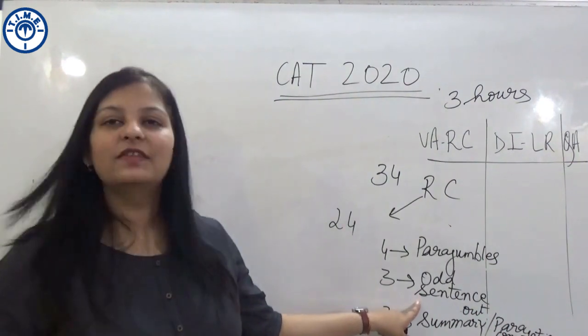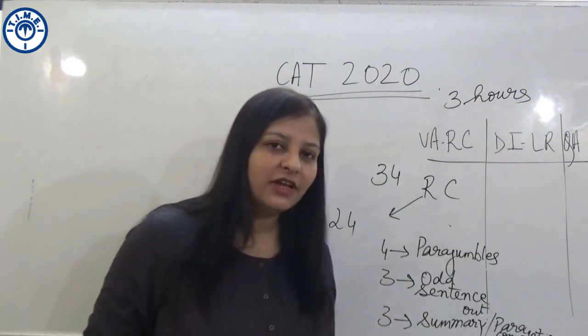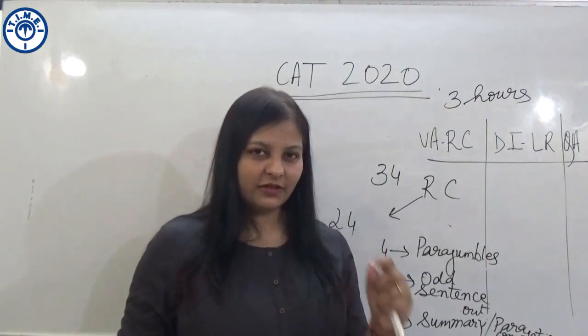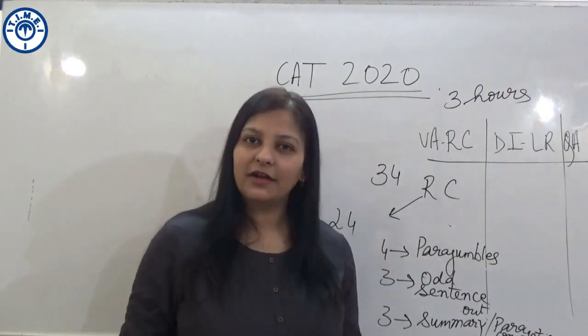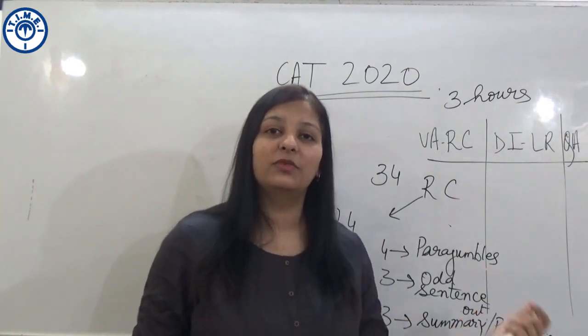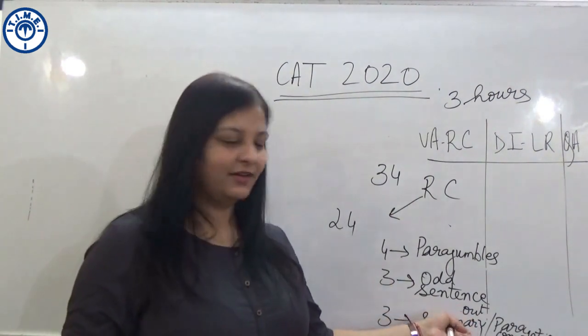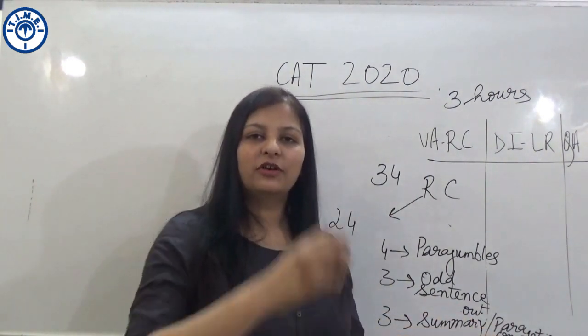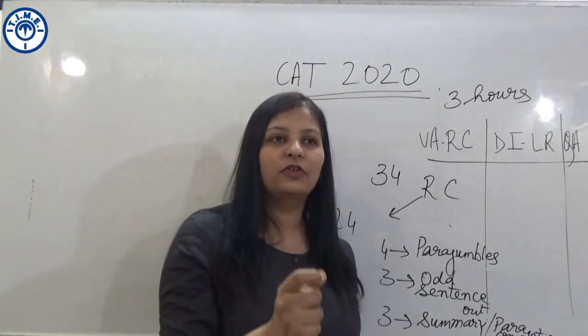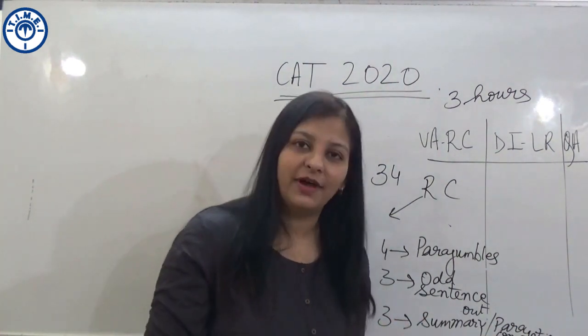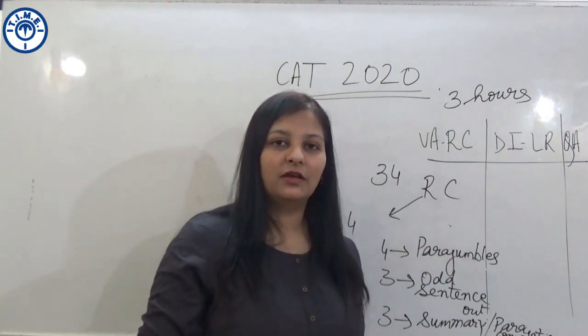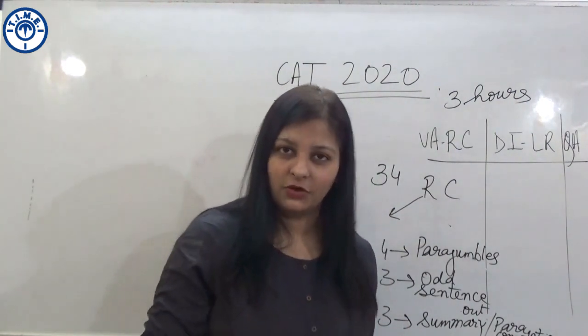Odd sentence out is very similar to parajumbles, where again you have to rearrange the statements. But there would be one statement that would not be a part of the paragraph, and you have to figure out which statement that is. Summary, I think the name is self-explanatory, and para-completion is when you are given a paragraph and you have to find out which will be the appropriate end to the paragraph, which sentence could be a completion to the paragraph from the given options.